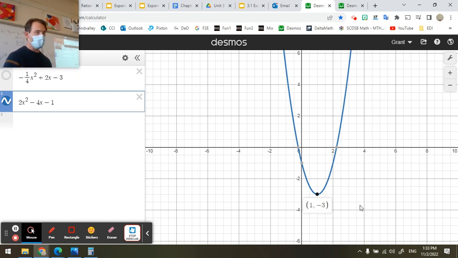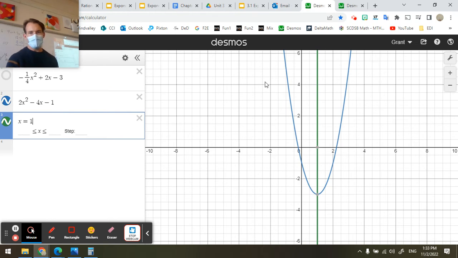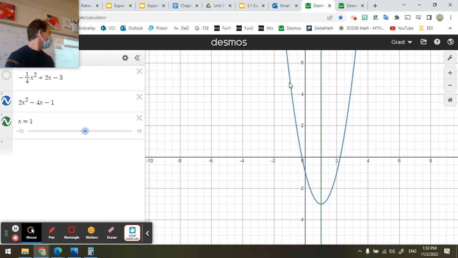There's a vertex at 1, negative 3. It has an axis of symmetry on the line x is equal to 1. There's the axis of symmetry. It is decreasing all the way through here, and then it's increasing. So with x greater than 1, the quadratic is increasing. And it's positive from here this way, and from here this way. Cool. So those are all the things that we learned about it.